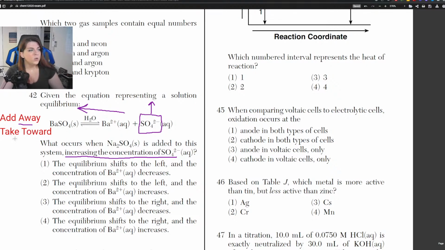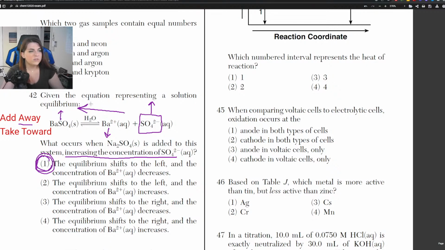The opposite is true. If you were to take out a bunch of sulfate, the reaction goes, wait, where'd all that sulfate go? We got to get that back. And then it will shift toward the thing that you took out. That'll work every time for a concentration. So if we're adding a bunch of sulfate, we're looking for the reaction to shift to the left. And if it shifts left, then the barium sulfate is going to increase as a side effect. And the barium itself will decrease because we're using it up. So that'll be choice 1.